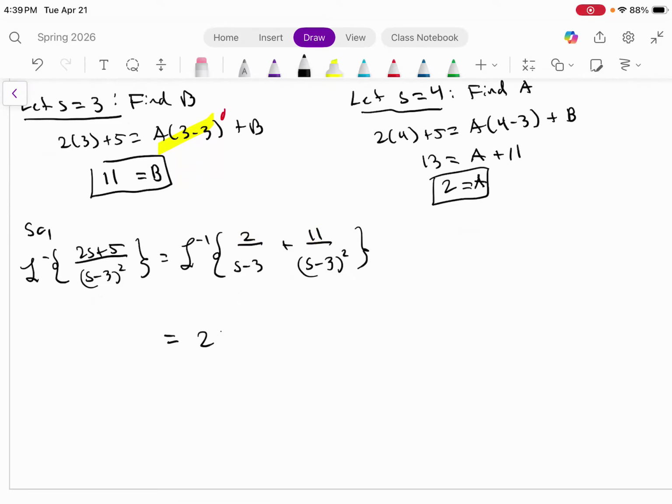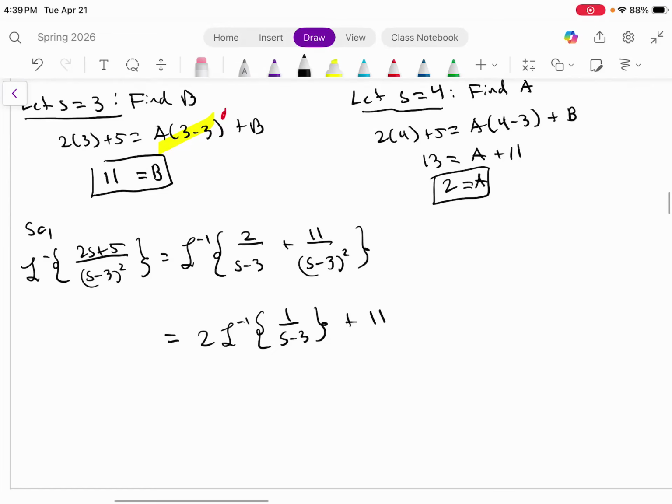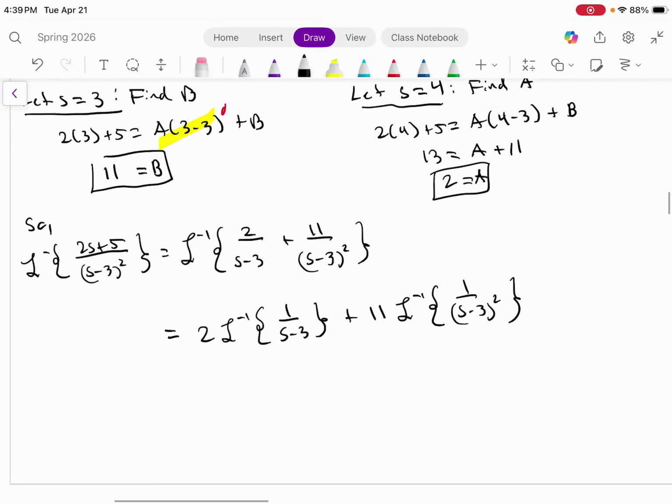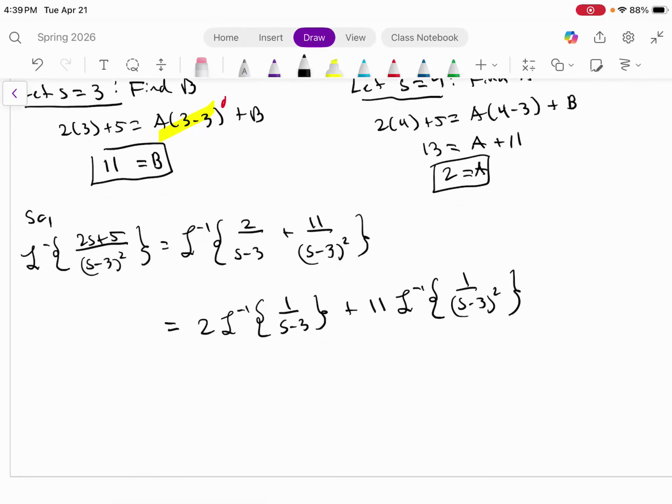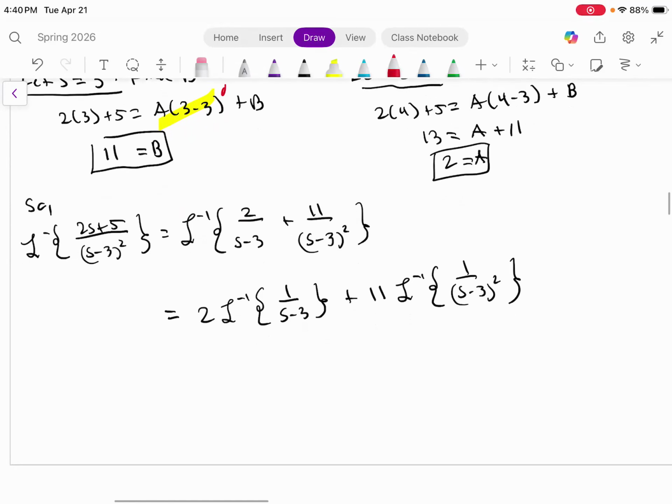We would have 2 times the inverse Laplace of 1 over s minus 3 plus 11 times the inverse Laplace of 1 over s minus 3 squared. And so we want to figure out what these inverse Laplaces are. So 1 over s minus 3, well, that's pretty easy. We've seen that a lot.